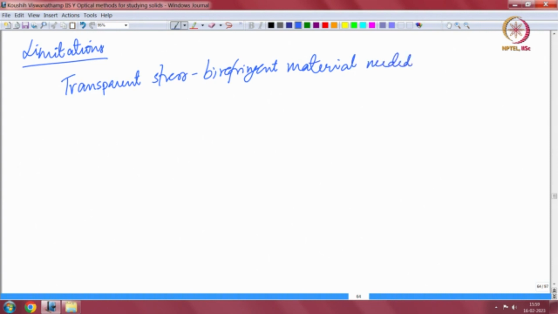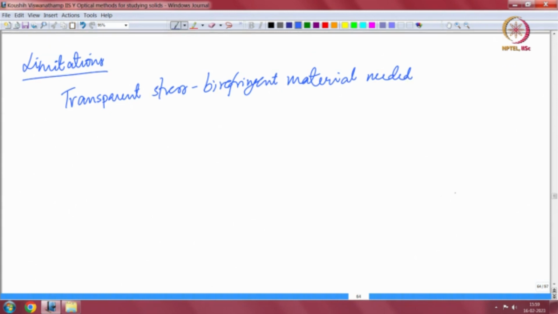And that means that you can't do this with metals, for example, or with opaque polymers that are not birefringent. So you have to worry about making an analog of the actual model being tested, and make sure that the conditions under which it is being loaded are analogous, identical and so on, right. So, that is one obvious limitation.